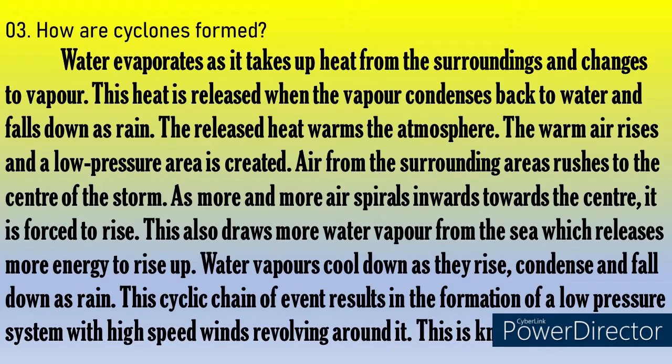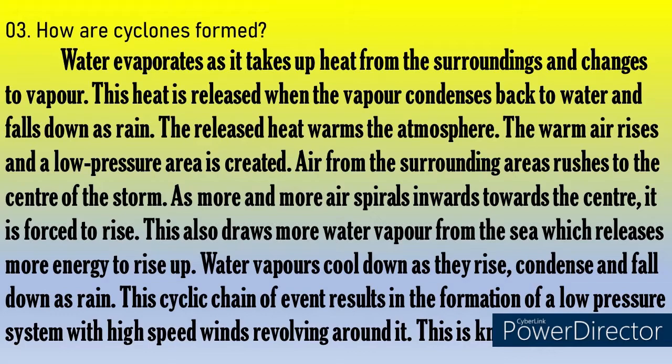Water evaporates as it takes up heat from the surroundings and changes to vapor. This heat is released when the vapor condenses back to water and falls down as rain. The released heat warms the atmosphere. The warm air rises and a low pressure area is created. Air from the surrounding areas rushes to the center of the storm. As more and more air spirals inwards towards the center, it is forced to rise.